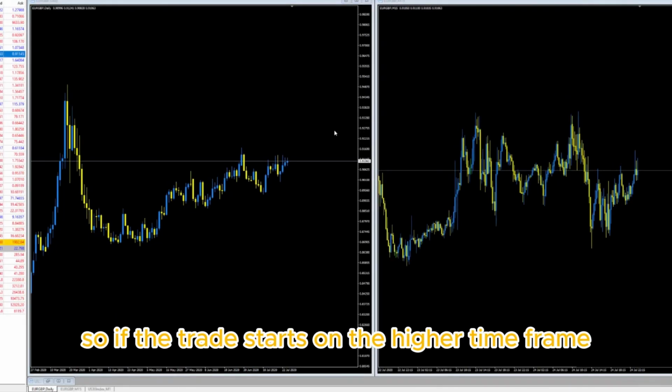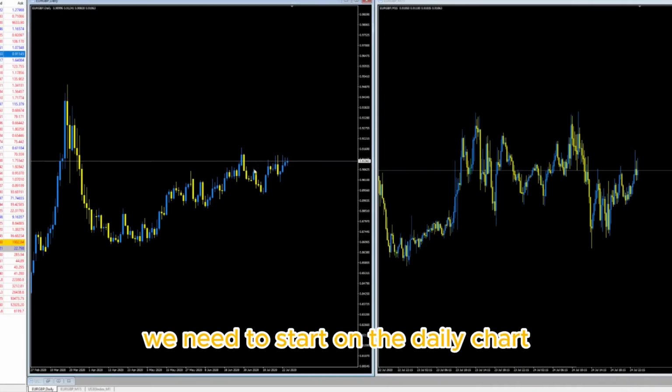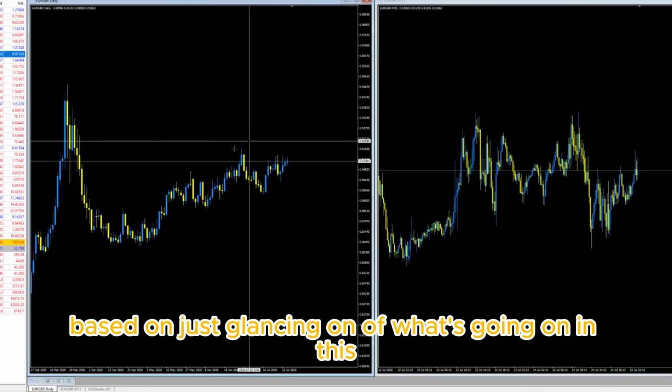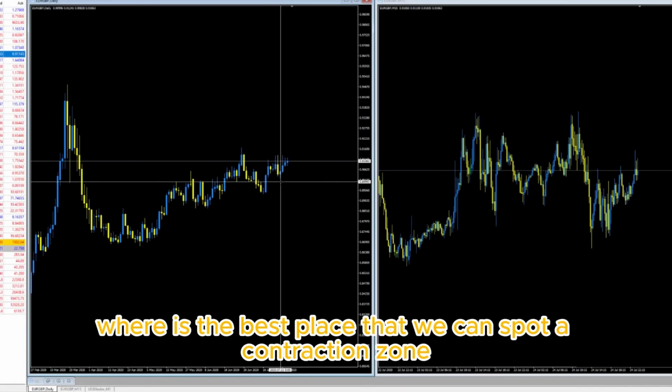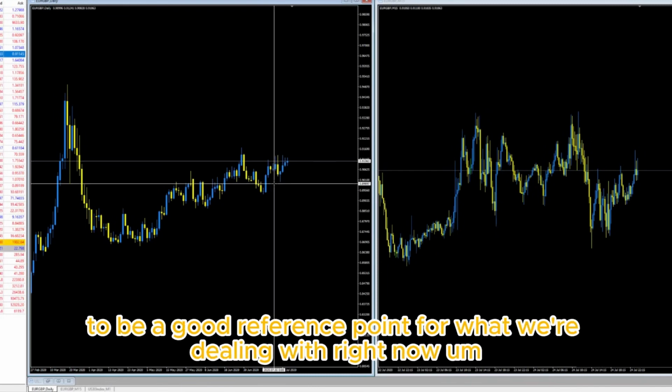Okay, so if the trade starts on the higher time frame, where do we need to start here with euro pound? We need to start on the daily chart. So where do I see, based on just glancing at what's going on in this dealing range right here, the best place that we can spot a contraction zone that would serve as a good reference point for what we're dealing with right now?